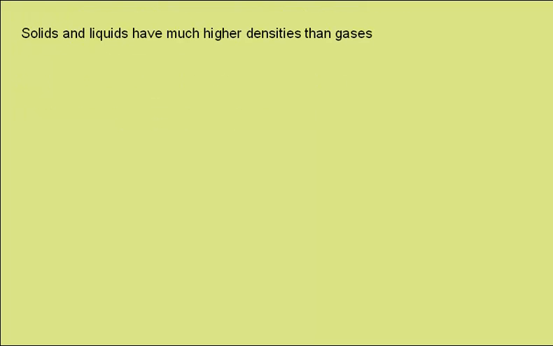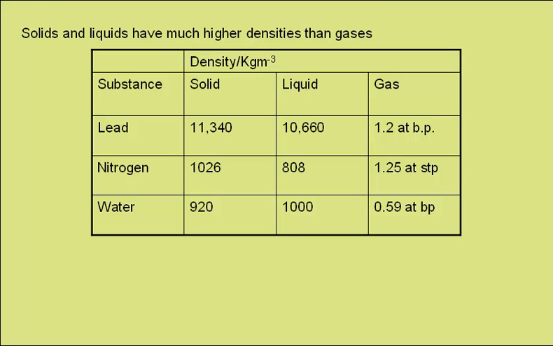Solids and liquids have much higher densities than gases, as we'll see in this table. Lead, as a solid, has a density of 11,340 kilograms per cubic metre, not that much different as a liquid at 10,660, but only 1.2 kilograms per cubic metre as a gas at its boiling point. It's a similar picture with nitrogen, 1,026 kilograms per cubic metre as a solid, not far less than that at 808 as a liquid, but only 1.25 at STP, or standard temperature and pressure. More about this in a moment.